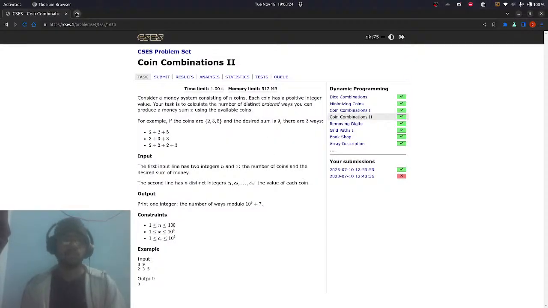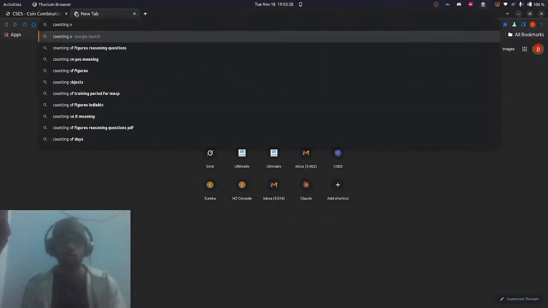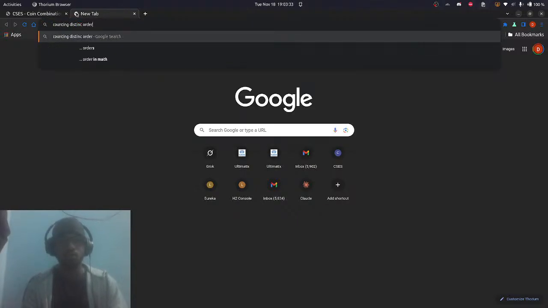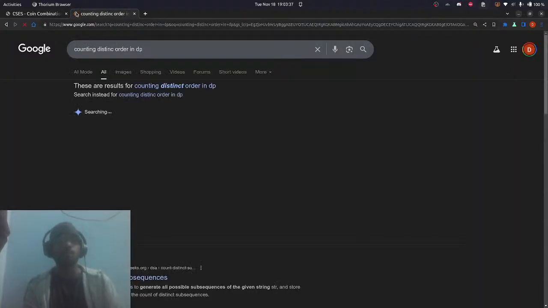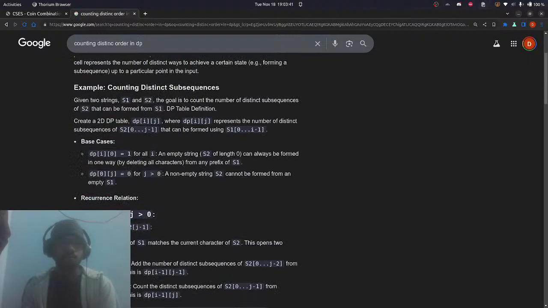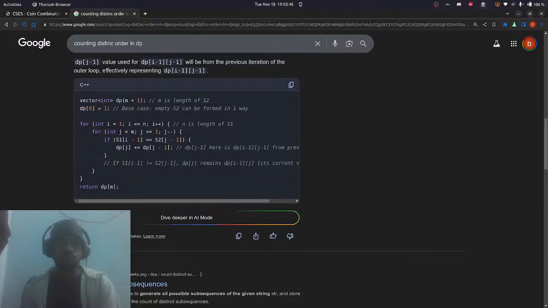Let's look for some help. Counting distinct order in DP. Coins.